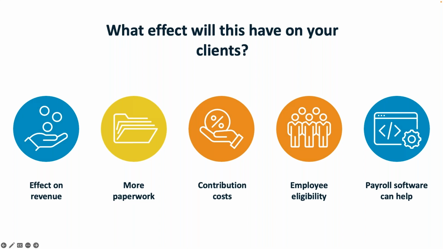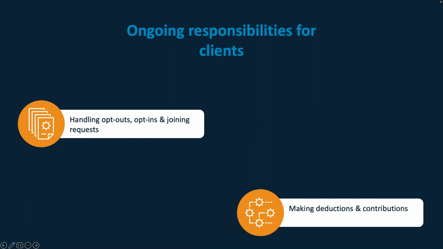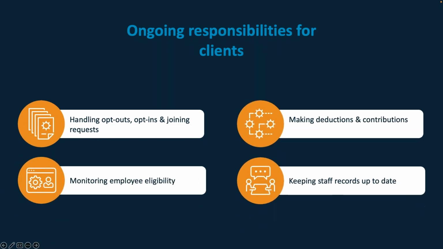It will be the job of the CPA to determine employee eligibility and instruct the employer accordingly through the AEPN, which stands for the Auto-Enrolment Payroll Notification. There are also a number of ongoing responsibilities that clients must be made aware of. This includes handling opt-outs, opt-ins, and joining requests, making deductions and contributions, monitoring employees each pay period, and more. Currently, it is intended that employees with earnings over €20,000 across all employments will be eligible.